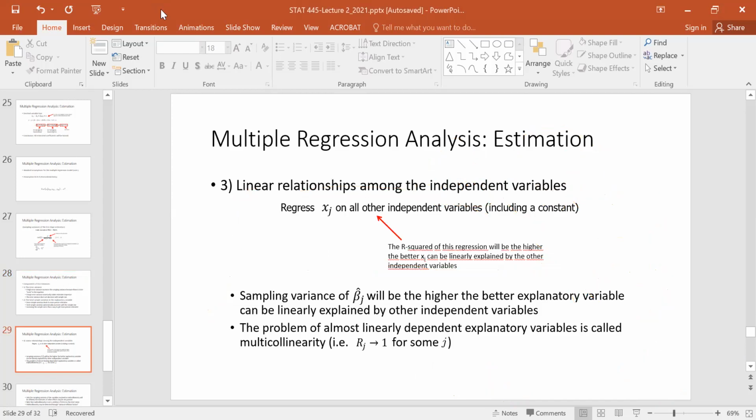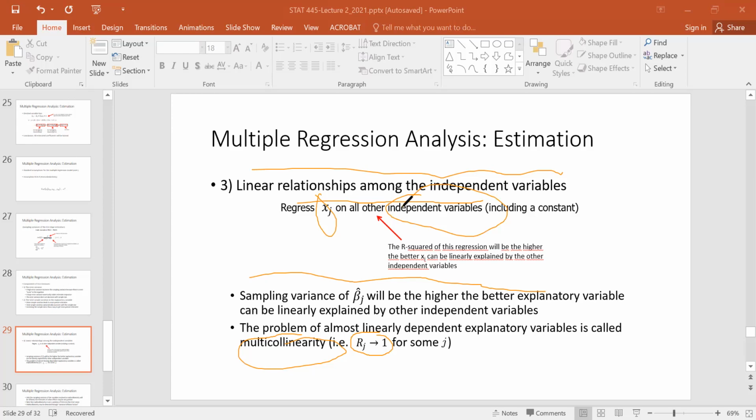Okay, take your time and read that here. Linear relationship among the independent variables. Okay, you regress Sj on all other independent variables. The sampling variance will be higher, as I've shown you with the comparative statics. The problem is called multicollinearity. If r squared j is very high, approaches 1, it means Sj is highly related to other independent variables, which is causing an increase in the sampling variance. That problem is called multicollinearity.